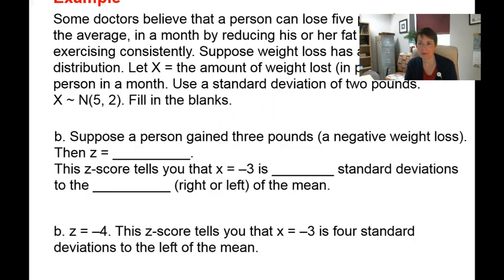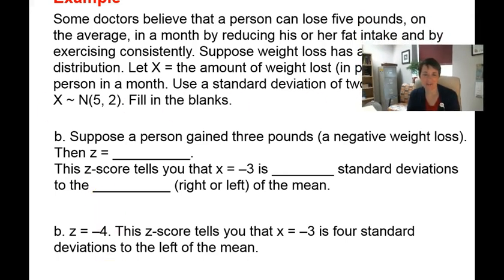Using that same problem with the fat intake and all that, and we're given that same notation. Let us suppose that a person gained 3 pounds. Okay, now gaining 3 pounds is going to be a negative weight loss. So our X is now -3. Okay, what is Z going to be then? And what does the Z-score tell us?